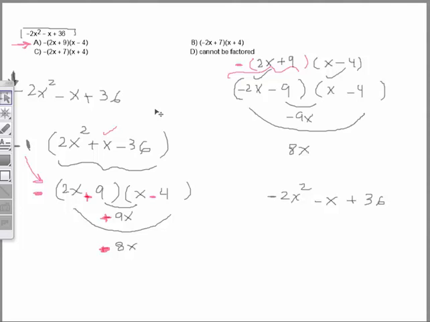Any questions on that? Can I see a check mark in front of your name if you follow this example? This is how you factor polynomials where you have a negative. You can factor a negative 1 out. All right, good.